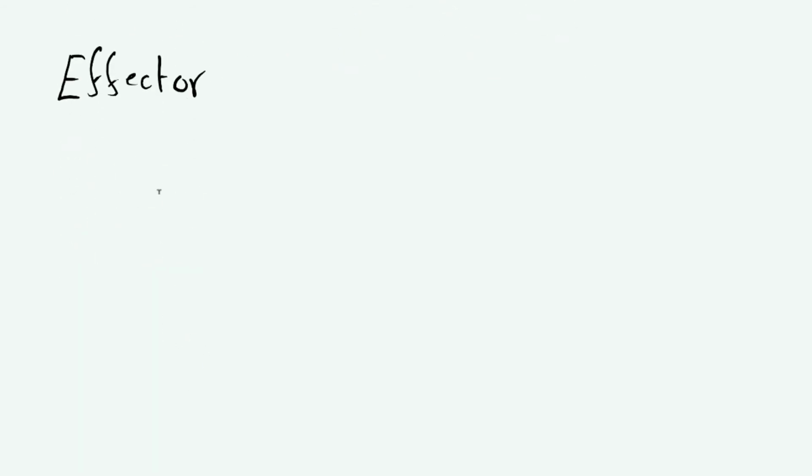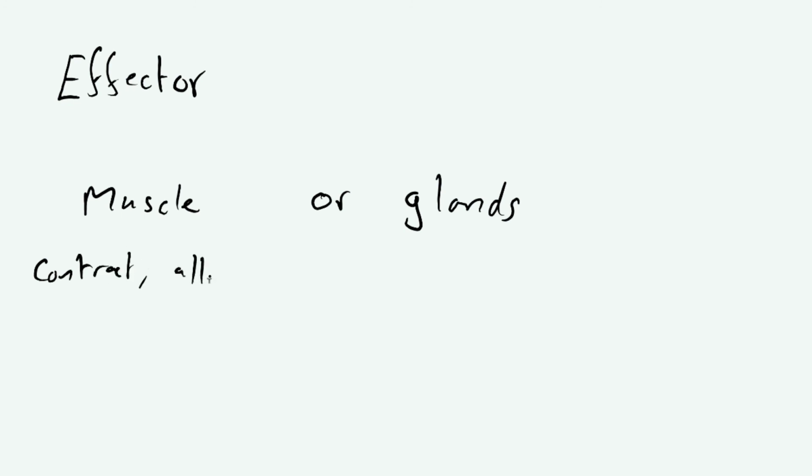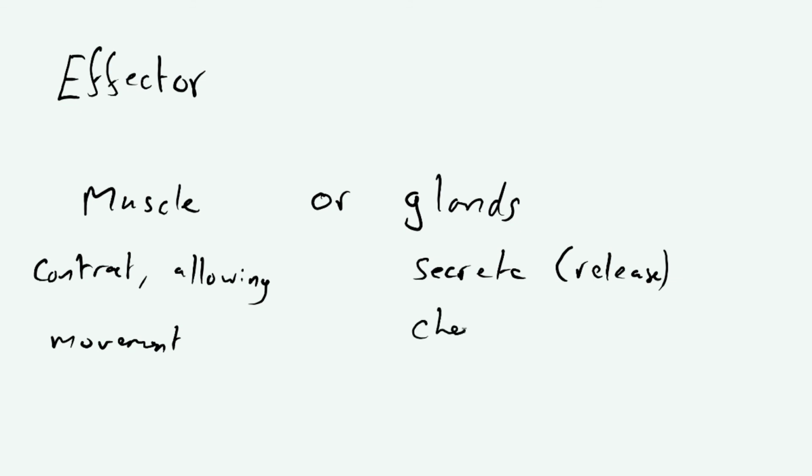Okay, the effector is going to do something. Basically, an effector is either a muscle or a group of muscles, or glands. The muscles will obviously contract, allowing movement, whereas the glands will secrete or release some kind of chemicals, right? And these will normally be hormones, which we will look at later on in the course. But those are the effectors. Those are what are going to carry out a response.